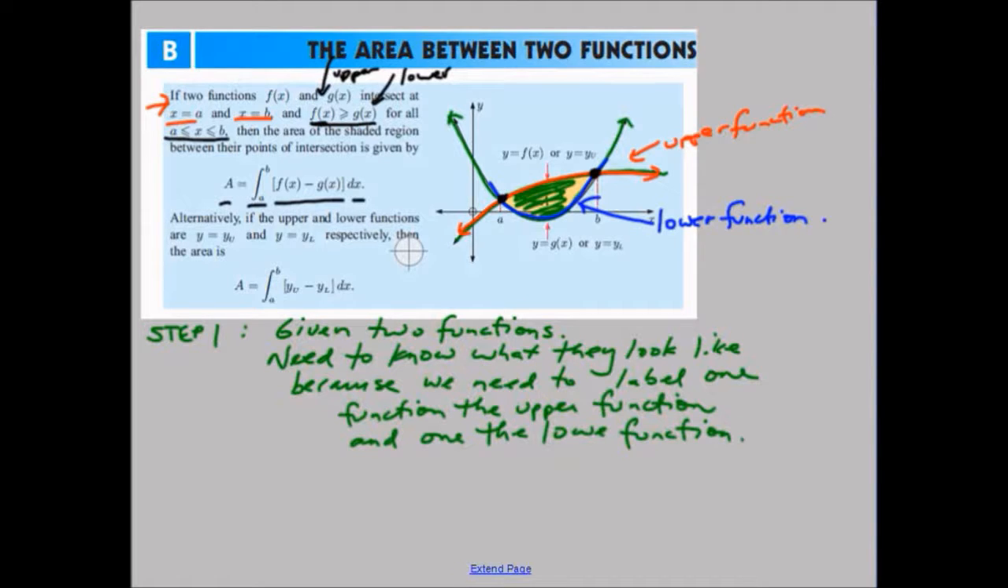So this is just another way of writing it down here. The upper function, the lower function. So u for upper, l for lower. And we're calling it y instead of f of x with this notation. Okay, so alternatively, if the upper and lower functions are y equals y_u and y equals y_l, respectively, then we could say this is the formula. All right, great formula to have and use, area between two functions.